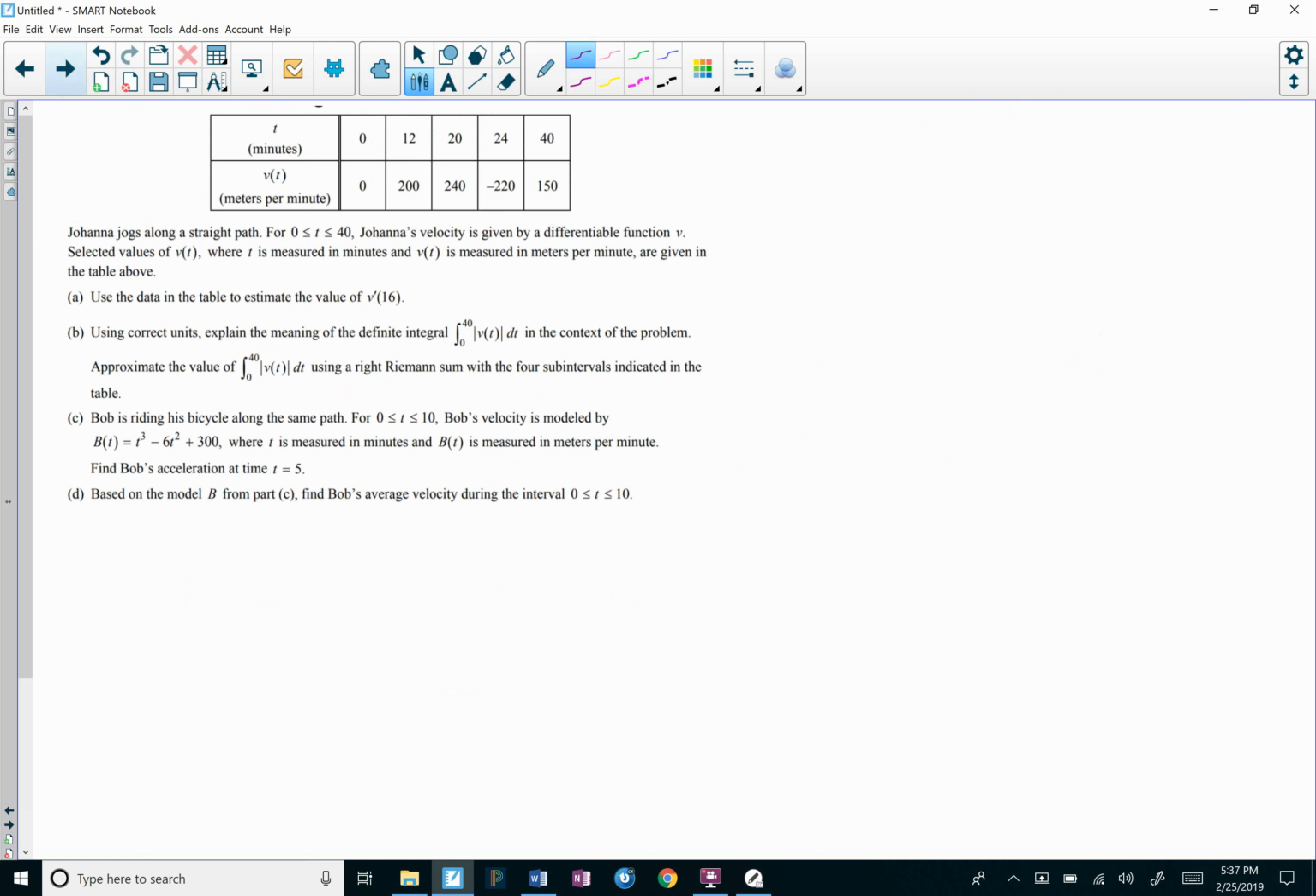Okay. Part C, we have Bob now. He's riding his bike along the same path, and we get his velocity. It says find Bob's acceleration. Well, this should be easy points right here. Acceleration is just one more derivative. So take the derivative. I get 3t squared minus 12t. Wants to know at time 5.